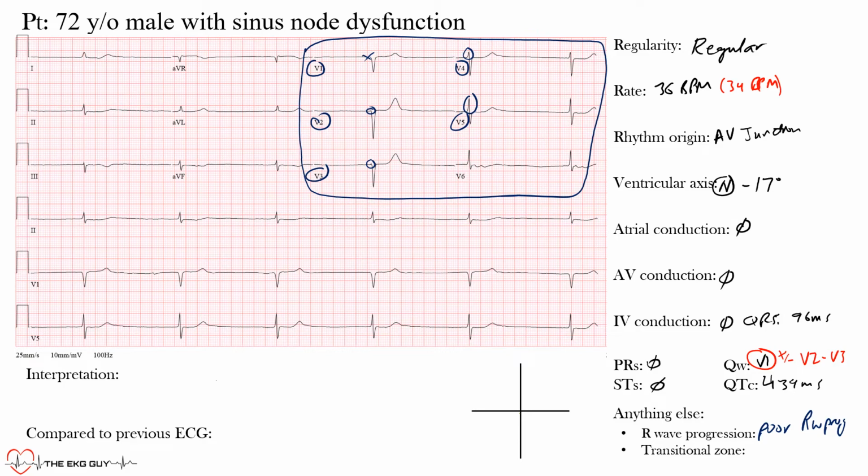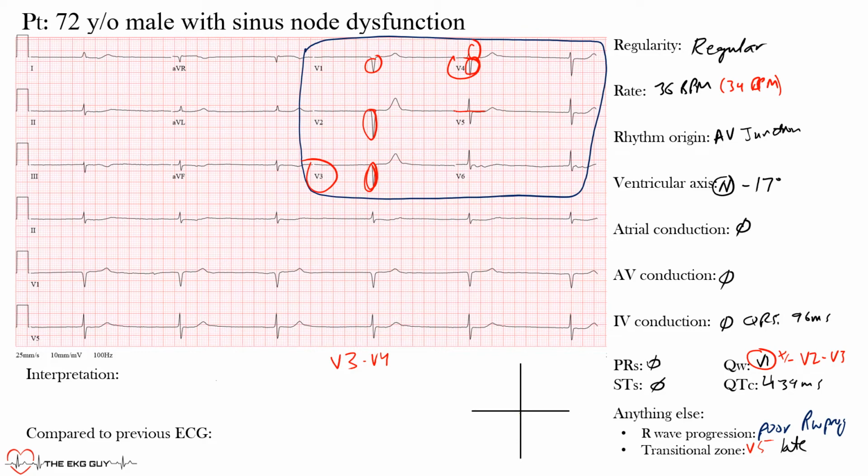Next is the transitional zone, and this is where you're going from mostly negative complexes to mostly positive complexes, the QRS complexes, in the precordial leads. So you'll notice here that these are mostly negative, mostly negative, mostly negative, still mostly negative, and maybe here you start to get almost an isoelectric or maybe slightly positive. So the transitional zone here is right around V5, I would say, but normal is between V3 and V4. So between V3 and V4, you should see that change from being mostly negative to mostly positive, but we don't see it. We see it occurring later, and because of that, we call that a late transition, okay?